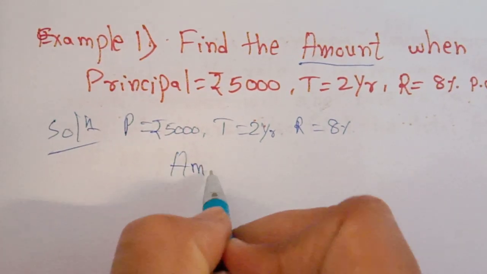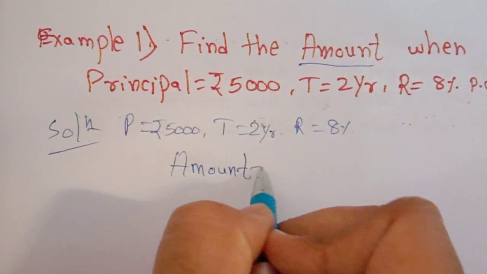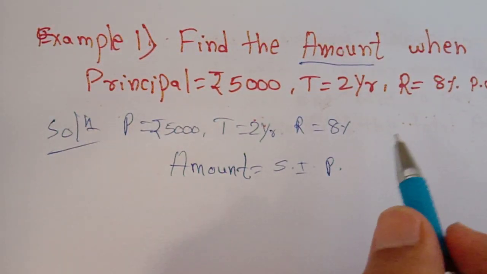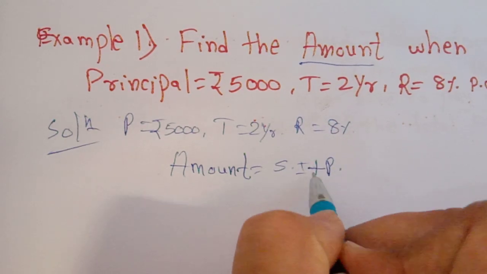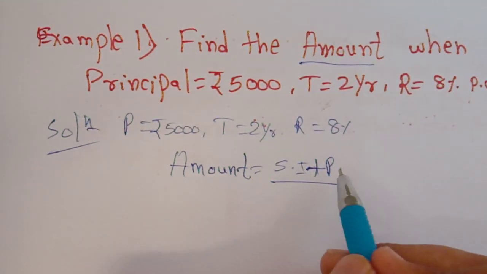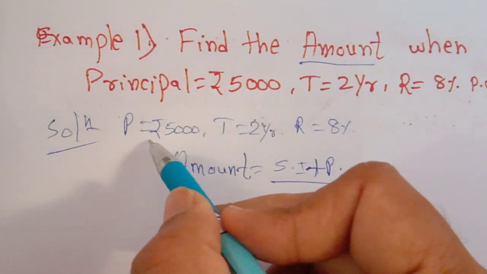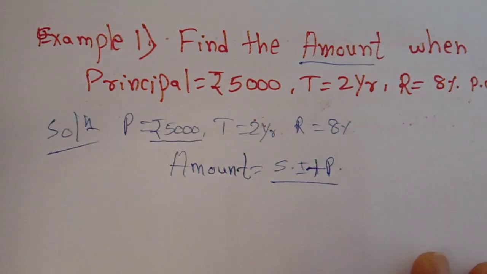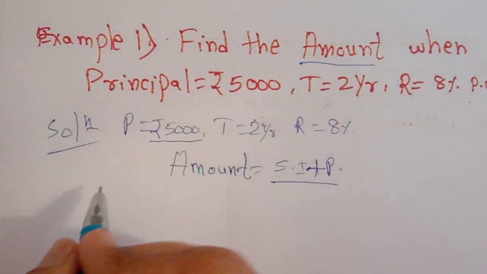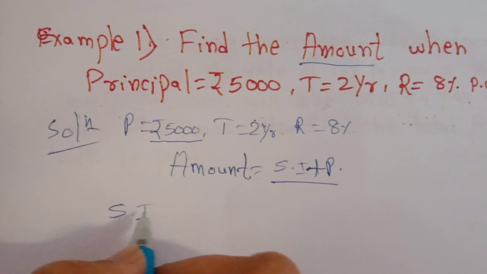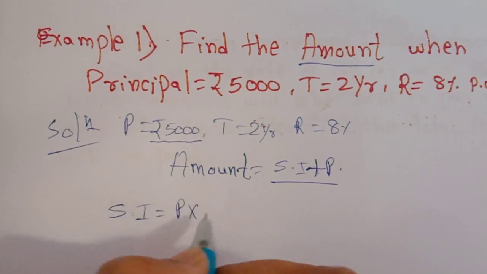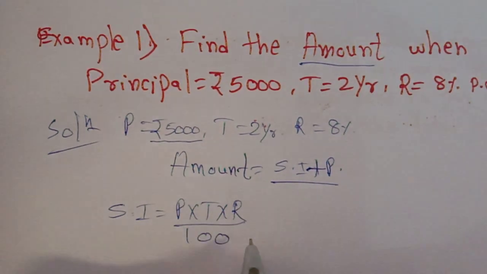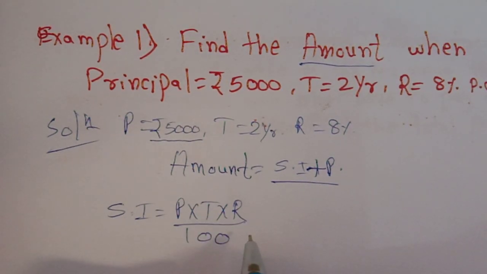So amount is equal to SI plus P. Here simple interest and principal we have to add. We have the principal, but we don't have SI. So what do we have to do? We have to find the simple interest first. Simple interest is equal to P into T into R by 100. This is the formula to find the simple interest.